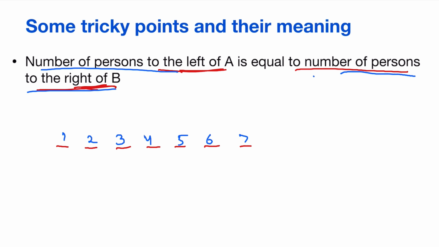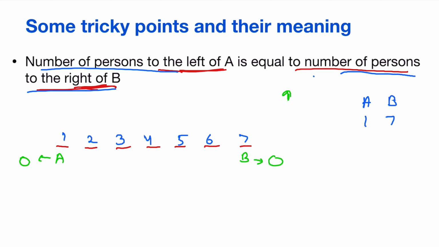Got it? So for instance, assuming that they are all facing in this direction as of now, if I place A here, the number of persons to the left of A is 0, right? And if I place B here, then the number of persons to the right of B is also 0. Therefore, I can place A and B, so for them 1 and 7 is possible.